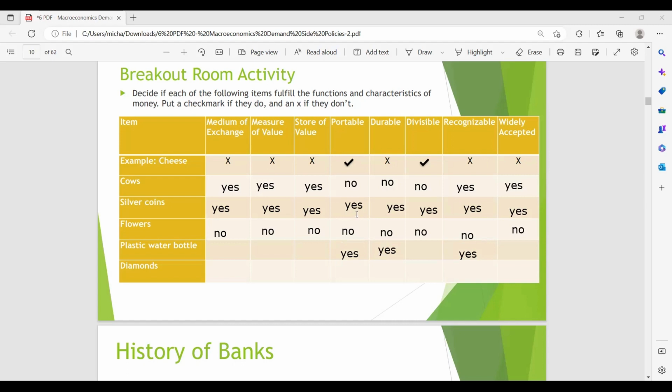Anything else? Measure of value. Yeah, it could be, for sure, because some water bottles are really expensive. I've seen some that are like $50. Some of them are very expensive and people value them very highly. When people have a nice water bottle, they really have a high value for it. So that is a potential measure of value.